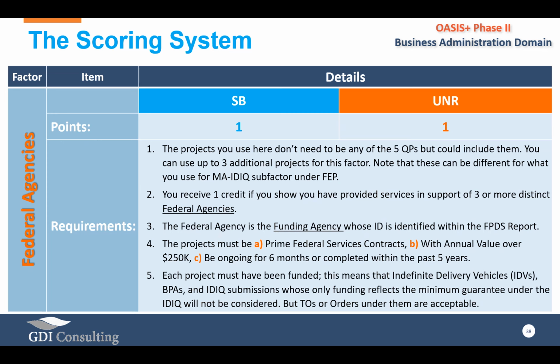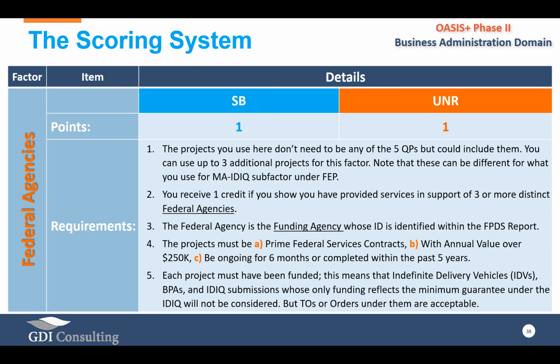Okay. Now, in terms of the 1 point that you get for federal agencies, you have to prove that you have worked with 3 different federal agencies. Now, there are 3 requirements. First, obviously, you have to be prime on those contracts, and they need to be federal contracts. The annual value is that 250K. Again, the same for small business and unrestricted, and the recency 6 months of performance if it's ongoing, or completion within the past 5 years.